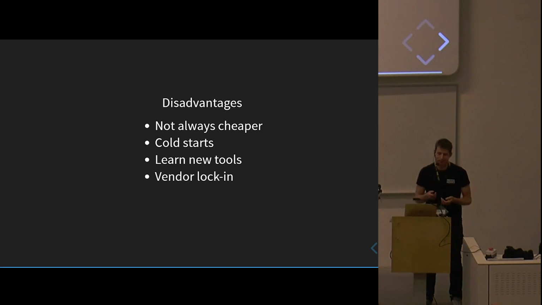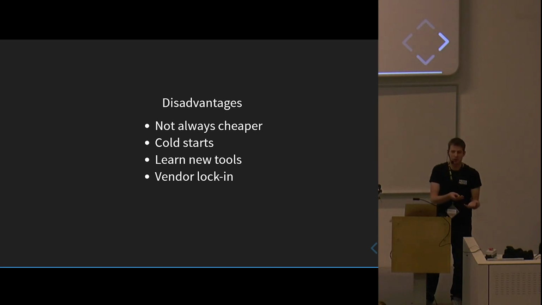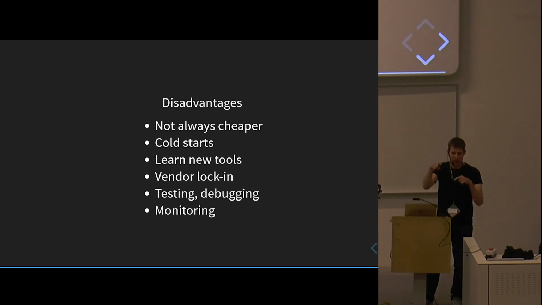There is vendor lock-in. Like I said, the Serverless Framework is provider agnostic. But once you start to use Amazon SQS or a stream or a database, then it's very hard to get out of that. And testing and debugging, it's more difficult, I would say. And also monitoring. It's sometimes really complex to see, all right, I have 100 functions running, which is the one causing this issue, why is it not going from A to B?